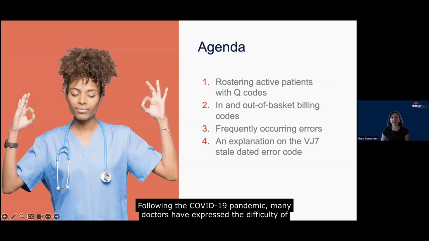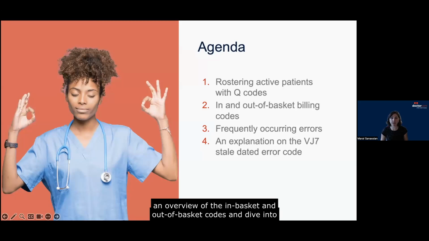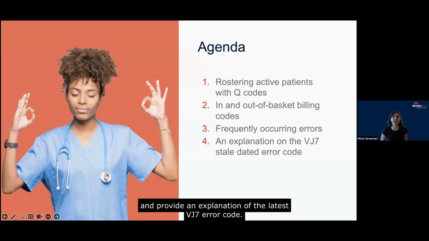Following the COVID-19 pandemic, many doctors have expressed the difficulty of readjusting to the billing codes that they previously used before the outbreak. In today's webinar, we are going back to the basics and providing a comprehensive overview of the essential codes you should be using in your practice. We will start with how to roster your patients using Q codes. Then we will provide an overview of the in-basket and out-of-basket codes and dive into the billing requirements. Lastly, we will look at the frequently occurring errors and provide an explanation of the latest VJ7 error code.